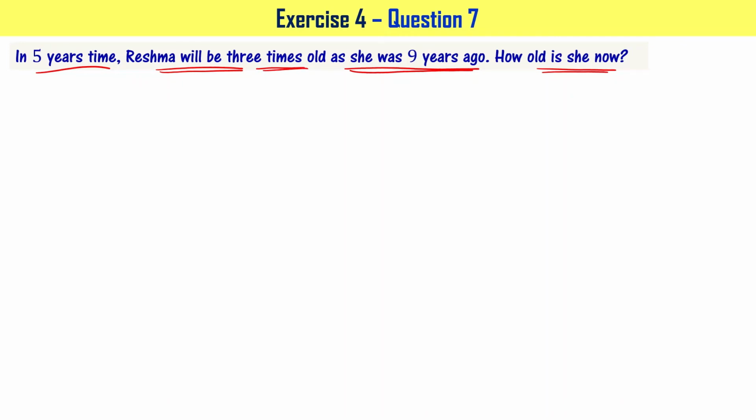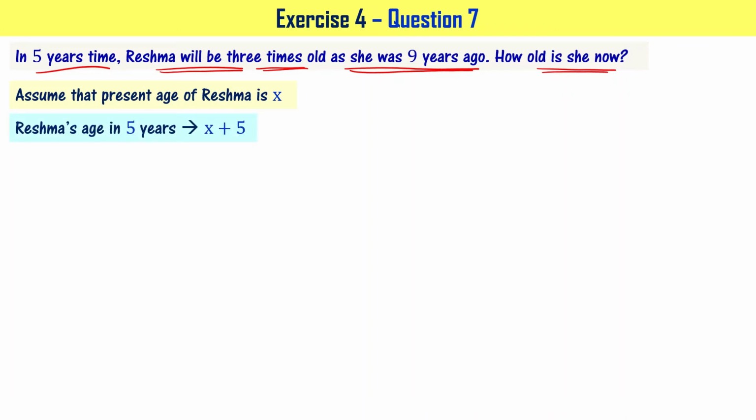To solve this problem, let us assume that the present age of Reshma is x. If the present age of Reshma is x, Reshma's age in 5 years is going to be x plus 5, right? Meaning it is in the future. 9 years ago, what is the age of Reshma? 9 years ago, Reshma's age is going to be x minus 9, right? Since the present age is x, future age is going to be x plus 5 after 5 years. And 9 years ago, Reshma's age was x minus 9.